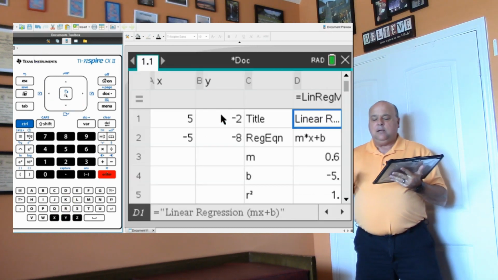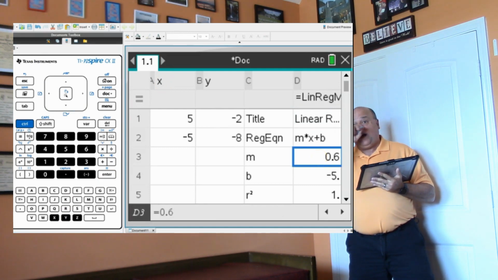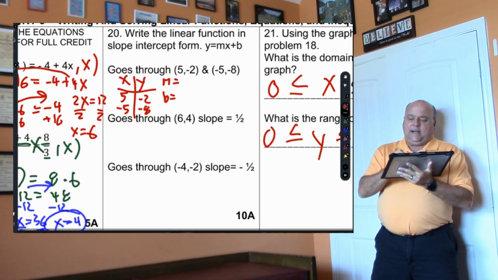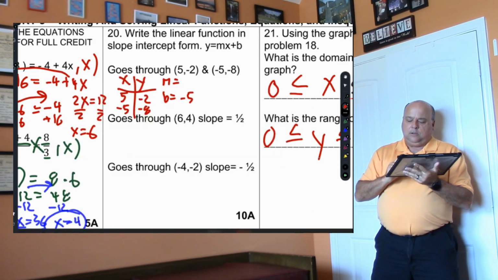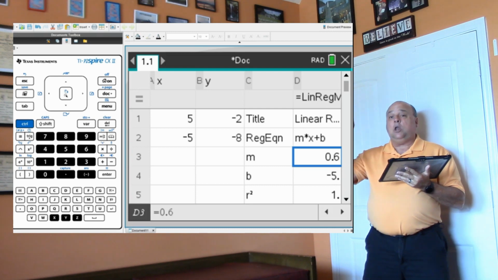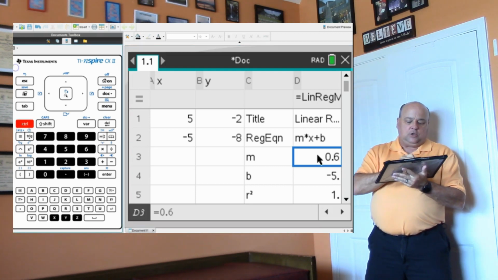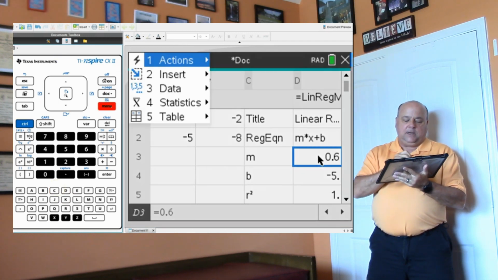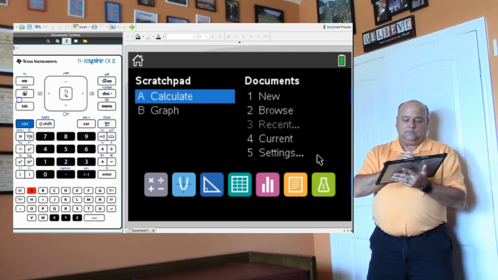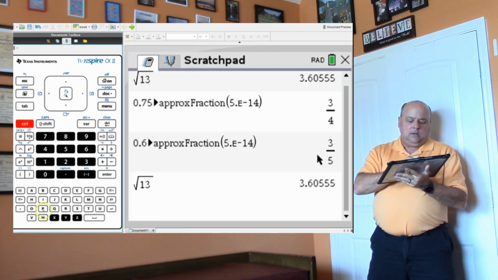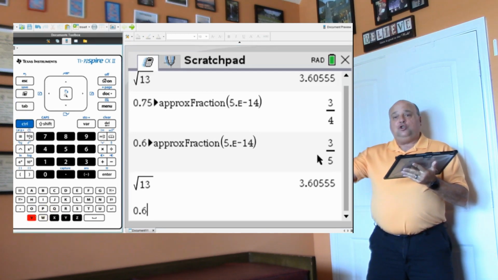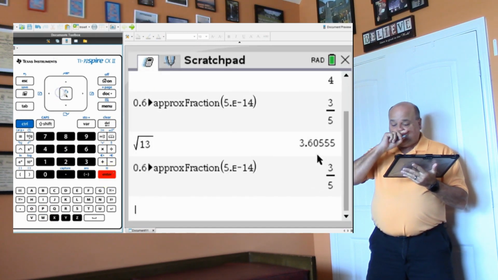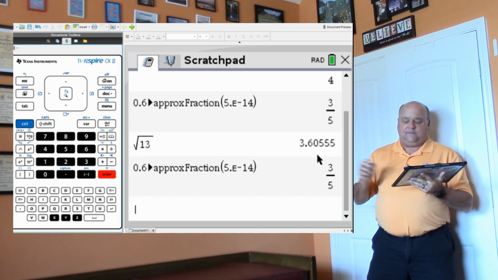And bam, I got it. So my slope is 0.6 and my y-intercept's negative 5. So I'm going to go to my paper and I'm going to write down b equals negative 5 first. Now then, I got to switch that slope to a fraction. So I'm going to do Control-C to copy. I need to copy it where I can calculate it. So Home and A. Then hit Control-V. And then menu 2 to enter. Menu, number, convert to fraction, enter. The 0.6 turns into 3/5.